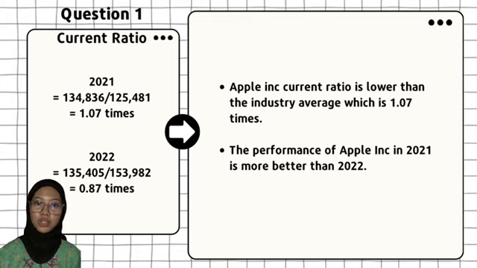What is the formula to find the current ratio? The formula is current assets divided by current liabilities. From the current ratio calculation, we can see that Apple Company's current ratio is lower than the industry average, which is 1.07 times, and that means the performance of the company in 2021 was much better than 2022. This is because the higher the number, the better.